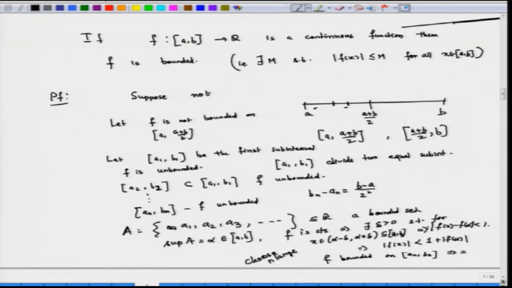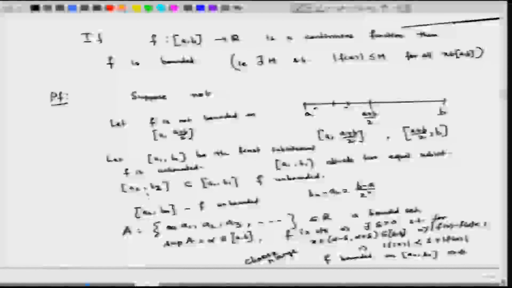which is a contradiction. So forget about the proof, but the fact is that if f is a continuous function on a closed and bounded interval, then f has to be bounded. Okay, so thank you. We will continue studying the properties of functions using derivatives.